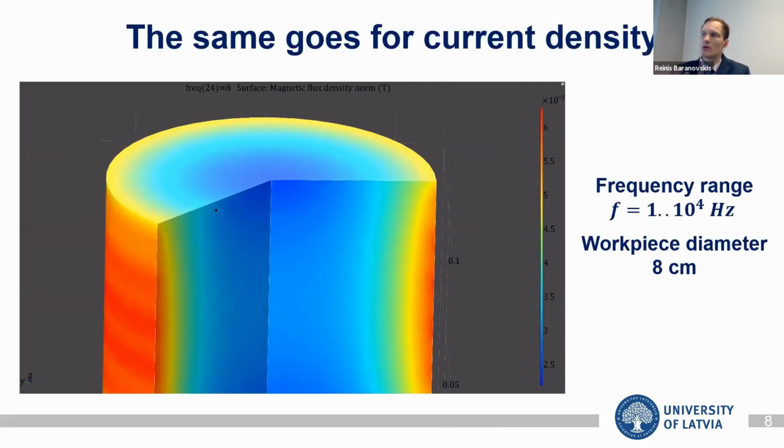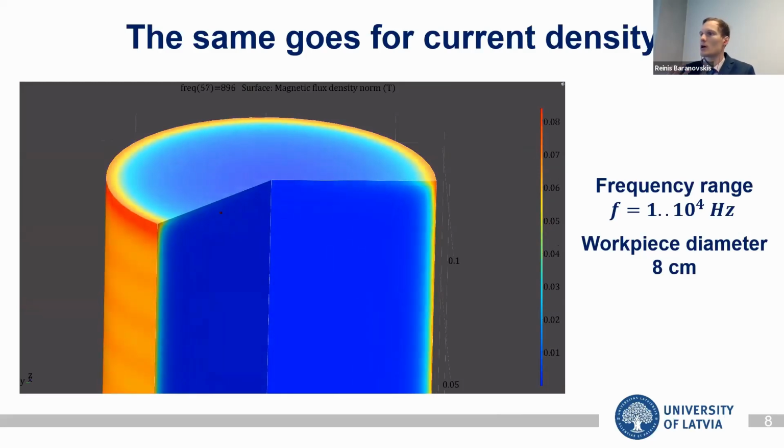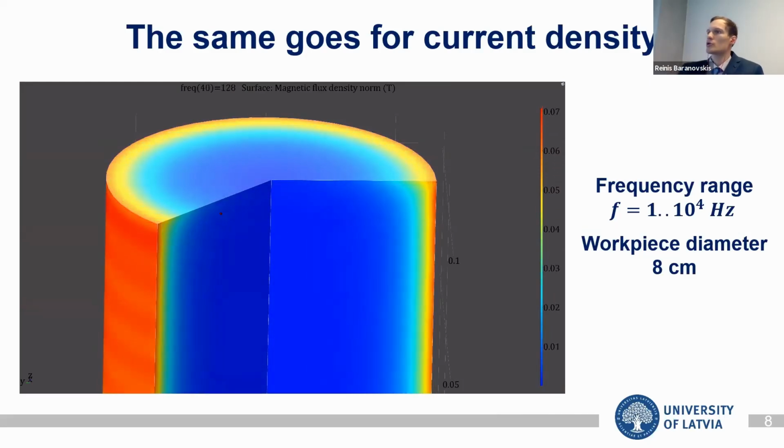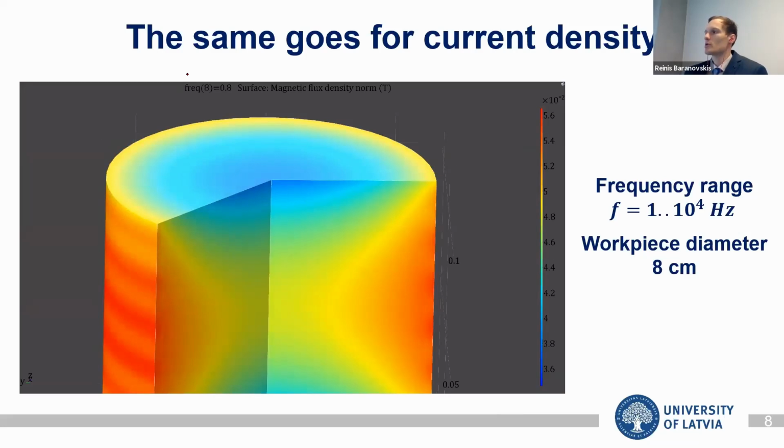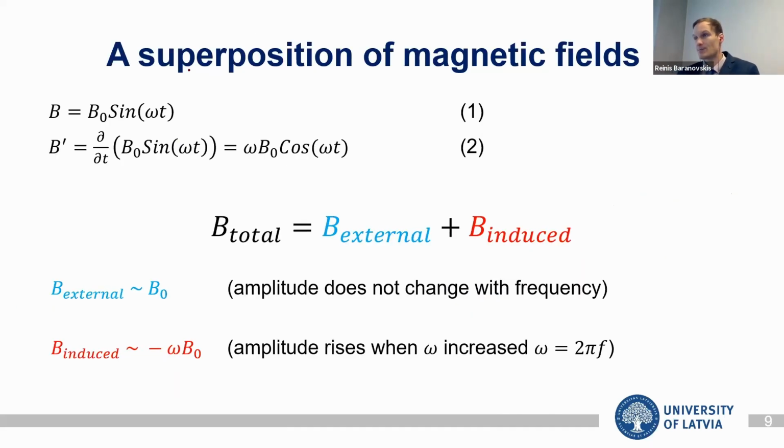We can look at the same effect for the current density. When we change the frequency, the current distribution drastically changes. And here we worked only with a frequency range of 1 to 10,000 hertz. And this leads us to the first physics principle I'm going to explain today: the skin effect.